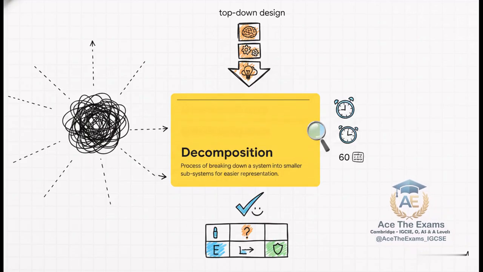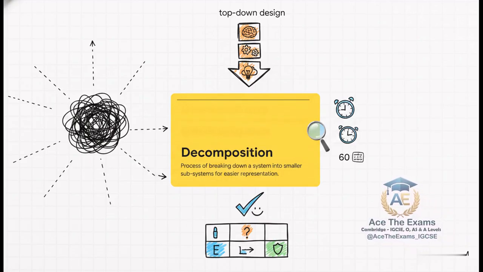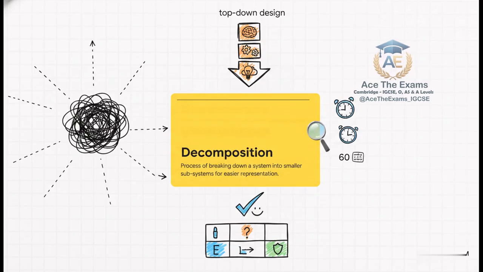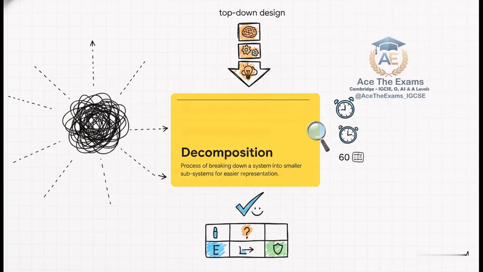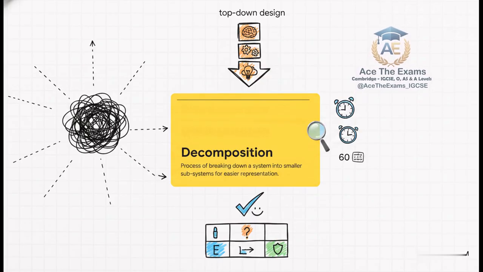Let's go back to our friend Alex. Imagine Alex was asked to define decomposition and wrote, "It's making things smaller so you can code them faster." That is a 0-mark answer. It's way too vague. How would we rewrite this live using our PEAL framework?